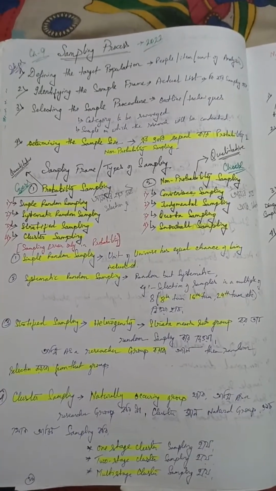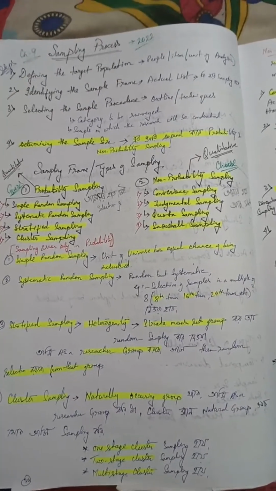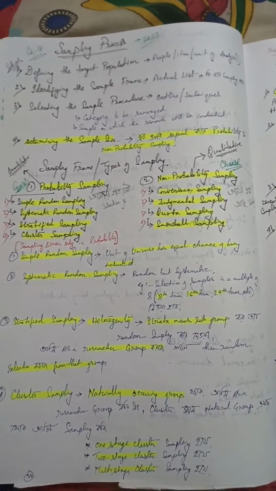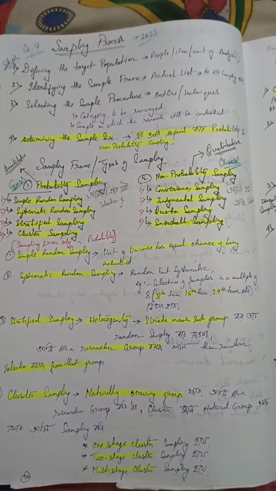So non-random, based on the researcher's judgment or convenience. Examples: convenience, purposive, snowball, quota sampling. Everything we will be understanding very easily in this lecture.